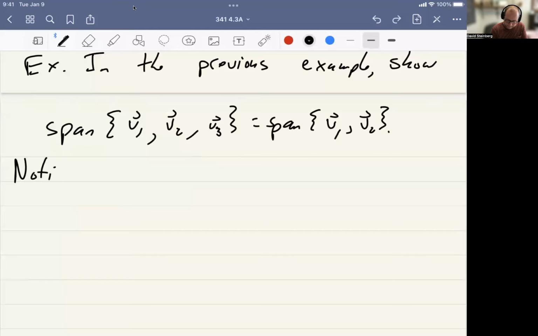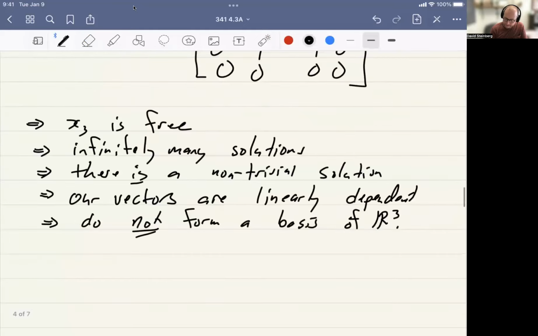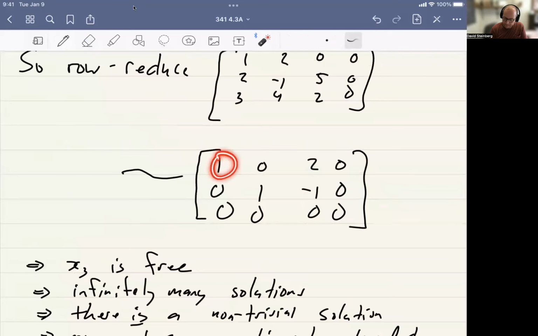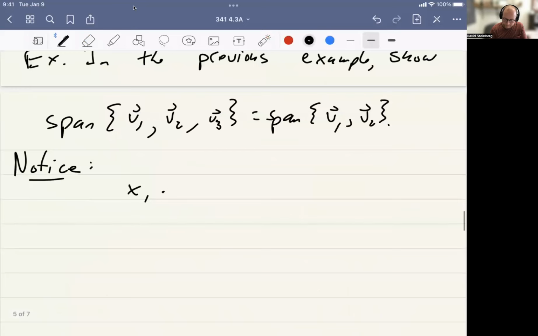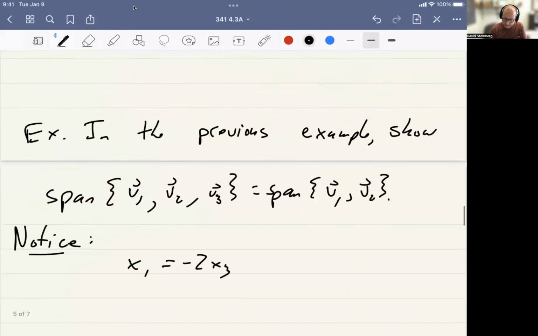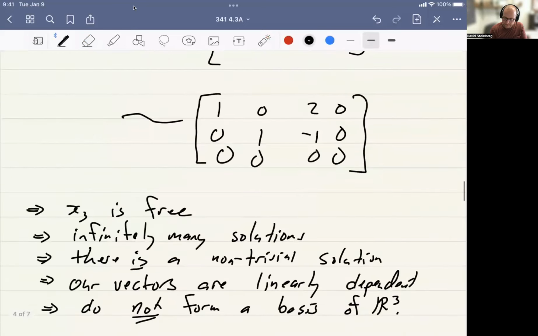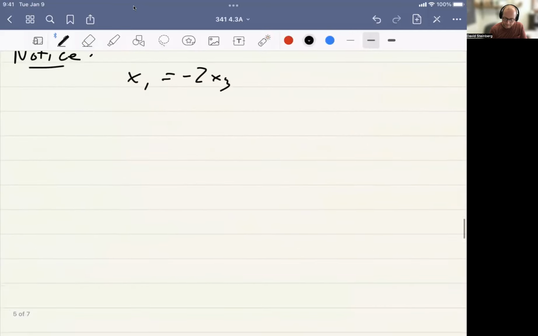Notice what? x1 is equal to what? Here we've got x1 plus 2x3 is equal to 0, so x1 is equal to -2x3. x2 minus x3 is 0, so x2 is equal to x3, and x3 is free.